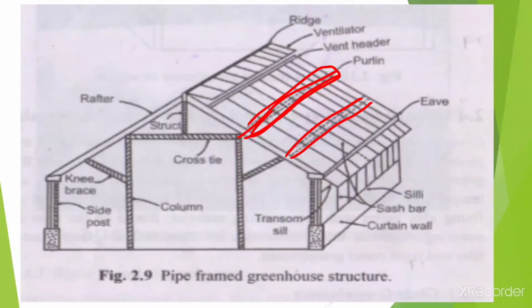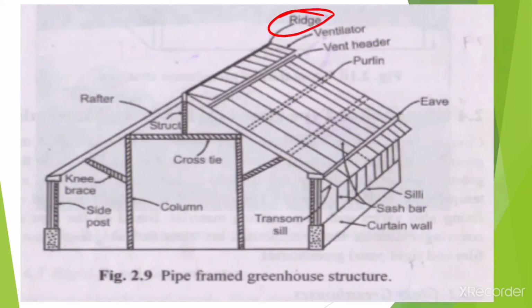Then the next term, that is ridge. What is the basic meaning of ridge? It is the elevated part of the structure. This elevated part of the structure is called the ridge. Then sash bars. Here these are the sash bars. These small vertical bars are called sash bars, those bars that keep the glass attached to the greenhouse. Then the next term here is eave. What is meant by eave?